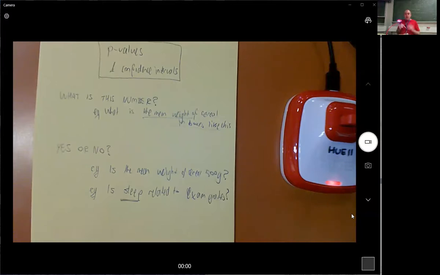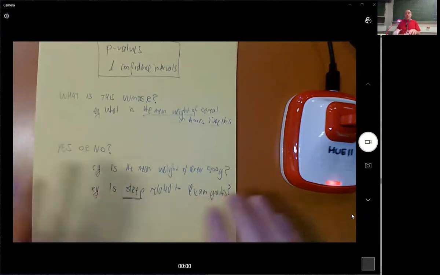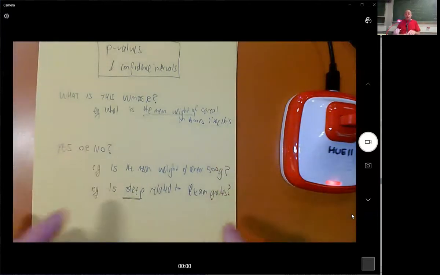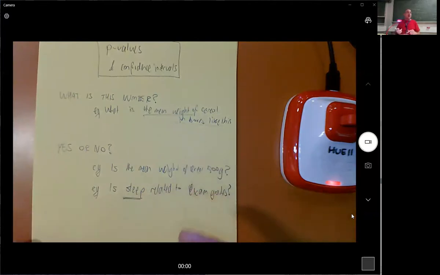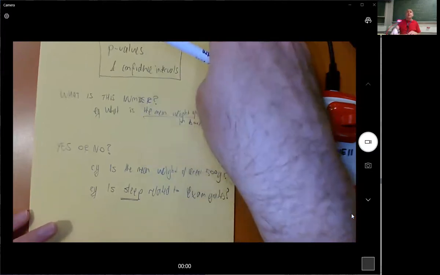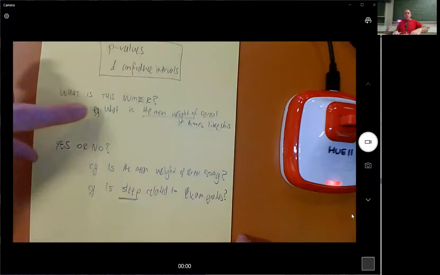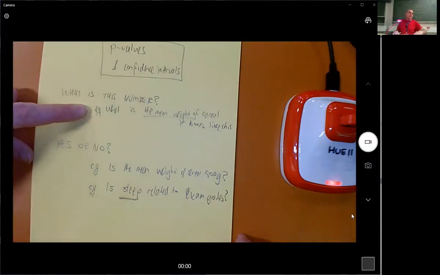So yes or no questions can be just about relationships, or they can be about numbers. And some yes or no questions about relationships can be pitched as if they're about a number, actually. And that's generally the vibe of statistics: you want to pitch your question to be about numbers if you can.